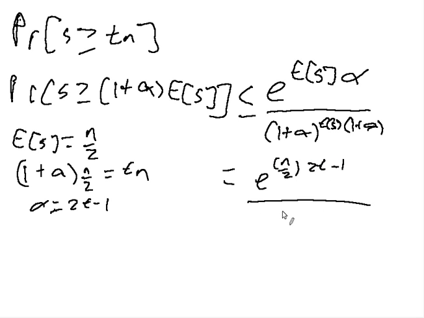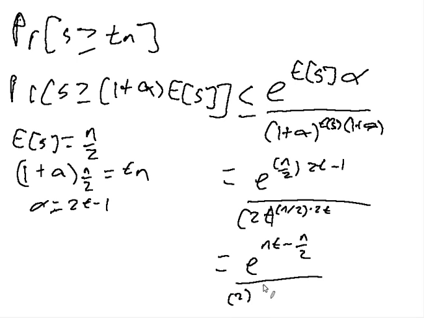minus 1) over (2t) to the n over 2 times 2t, or in other words, e to the (nt minus n over 2) over (2t) to the Tn. So that's the Chernoff bound on the probability that S is at least Tn.